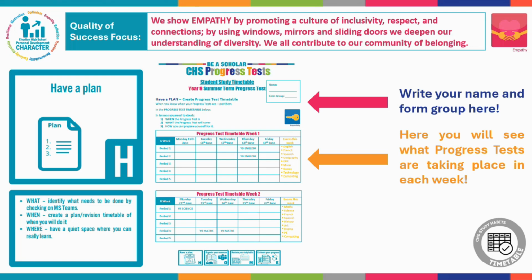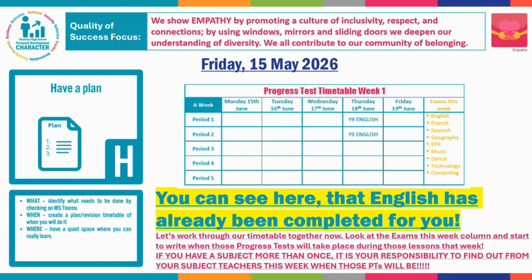Okay, let's get started. So let's look at week 1. You can already see here in week 1, you have had English inputted for you. So you will do your English progress test Thursdays, period 1 and 2 in that first week of progress tests. Okay. What we want to do is work through the rest of the timetable together.